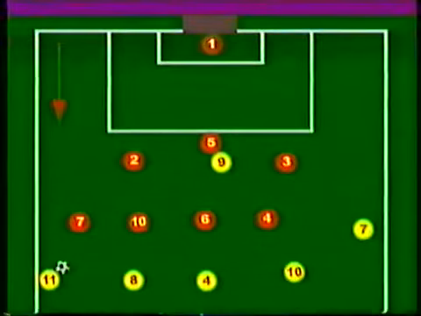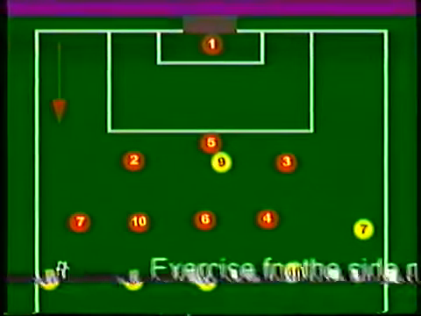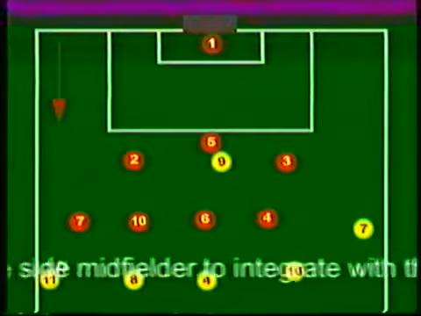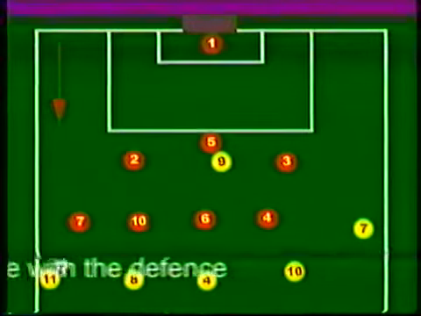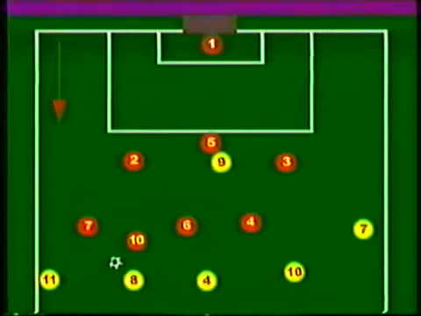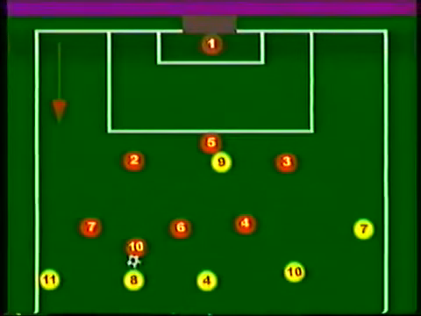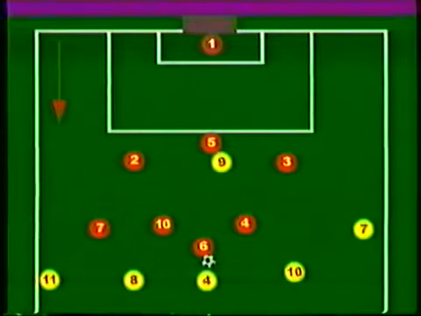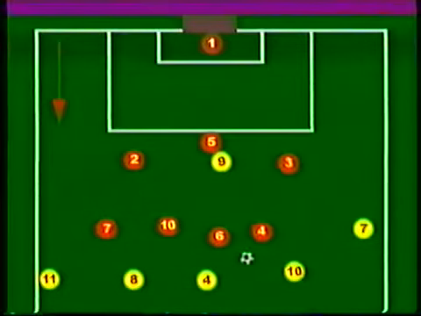An even more complex exercise is necessary to coach the important tactical work that the side midfielder must carry out on the weak side of the field to integrate him with his team's defense. Exercise for the side midfielder to integrate with the defense. It often happens in a match that one of the three defenders is required to man-mark his direct opponent. Therefore, it is also important to coach the defense and the midfield together so that they can learn to function together as one body.